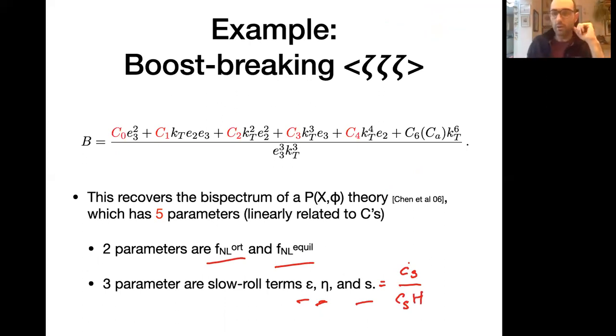So very powerful. This very simple derivation actually rederived the bispectrum that was computed in this paper for P of X theories, or you can also recompute it using the effective field theory of inflation. And these are the famous non-Gaussian parameters that people are trying to measure in the sky. They correspond to linear combinations of these five free parameters that I'm left with.